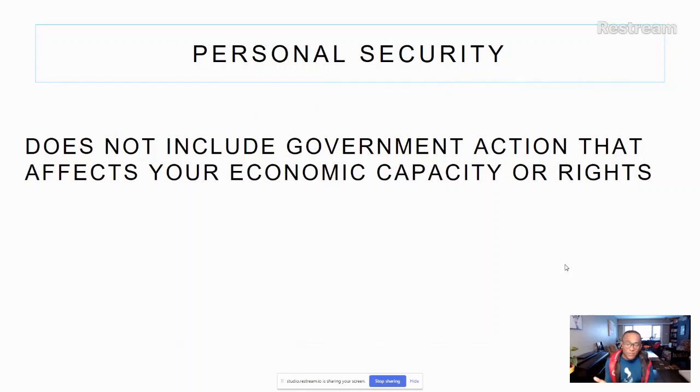Now, this right to personal security does not include government action that affects your economic capacity or rights. So you see, economic stuff need not apply here. I can maybe answer questions about this later on Twitter, but the idea behind this is something that affects your sense of personal security. If government action were to affect that, then you can invoke this section. But in invoking this section, you have to show that the government has done so in a way that violates this idea of fundamental justice.